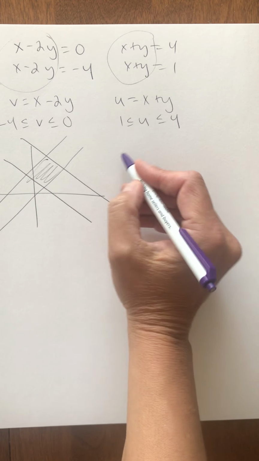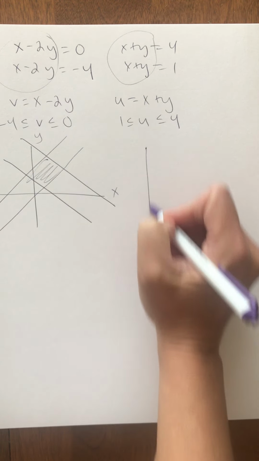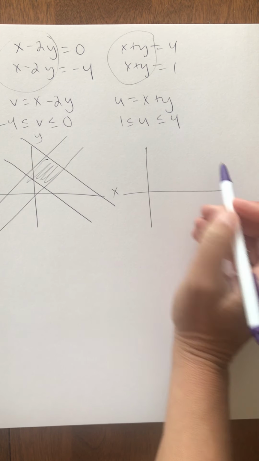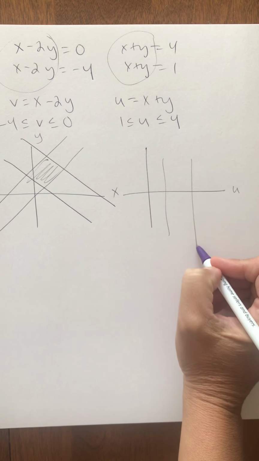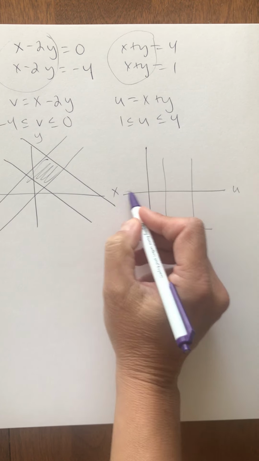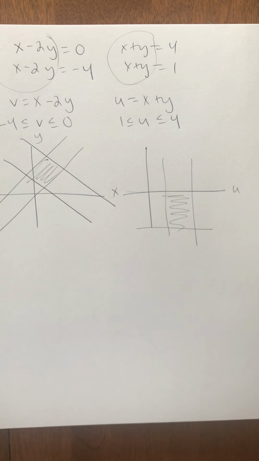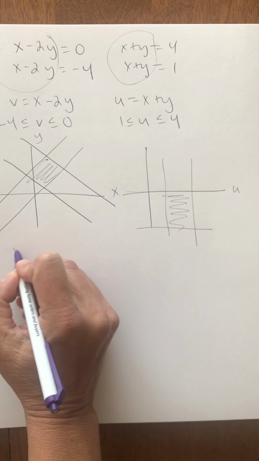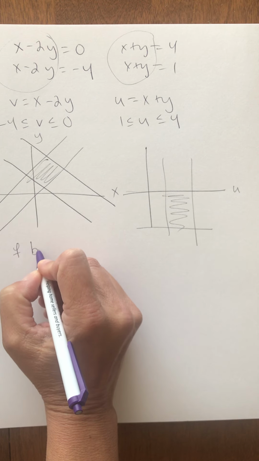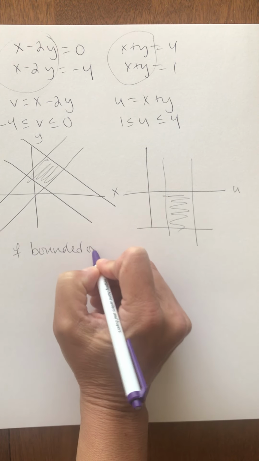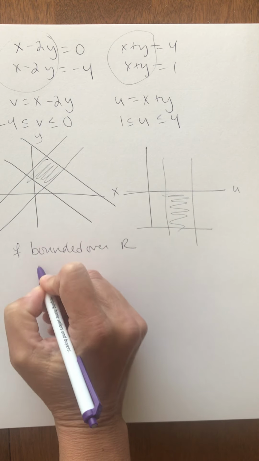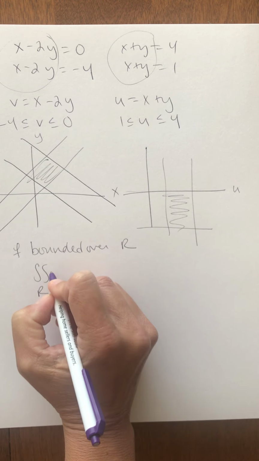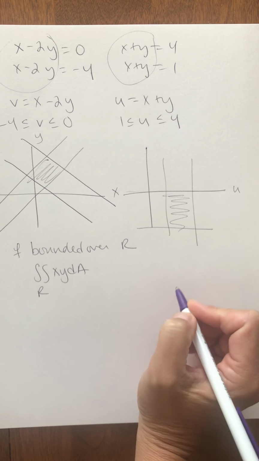So when I switch to u and v though, you can see simply that my u values go between 1 and 4. My v values go between negative 4 and 0. So I have this really simple rectangular region. And again, remember that if we're going to find the area, that's going to give me the same area. So let's define a function. Let's say f is bounded and defined over R. And let's find the double integral over R of xy dA.